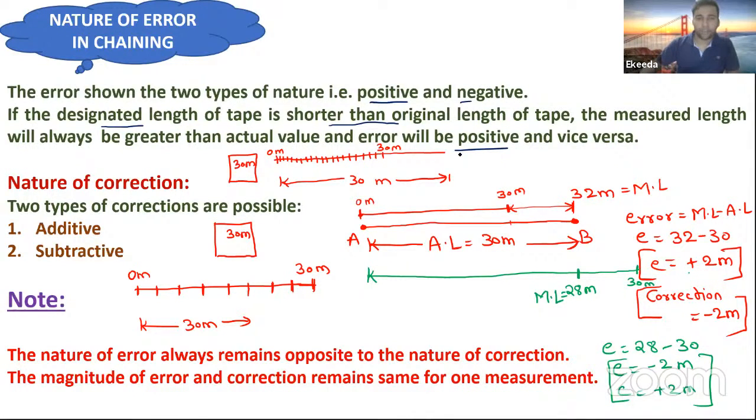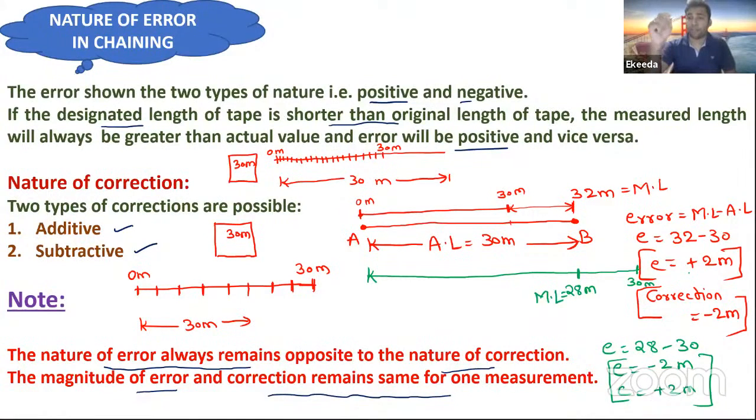Now, if the designated length of the tape is more than the original length, then error will be negative and correction will be positive, which is shown here. Now, two types of corrections are possible, that is additive and subtractive, which we had seen. The nature of error always remains opposite to the nature of correction. If the error is positive, then the correction will be negative, and if the error is negative, then the correction will be positive. And the magnitude of error and correction remains same for one measurement. It means that the magnitude of error which is derived from the concept will be same in the correction also, only sign will change. Clear?